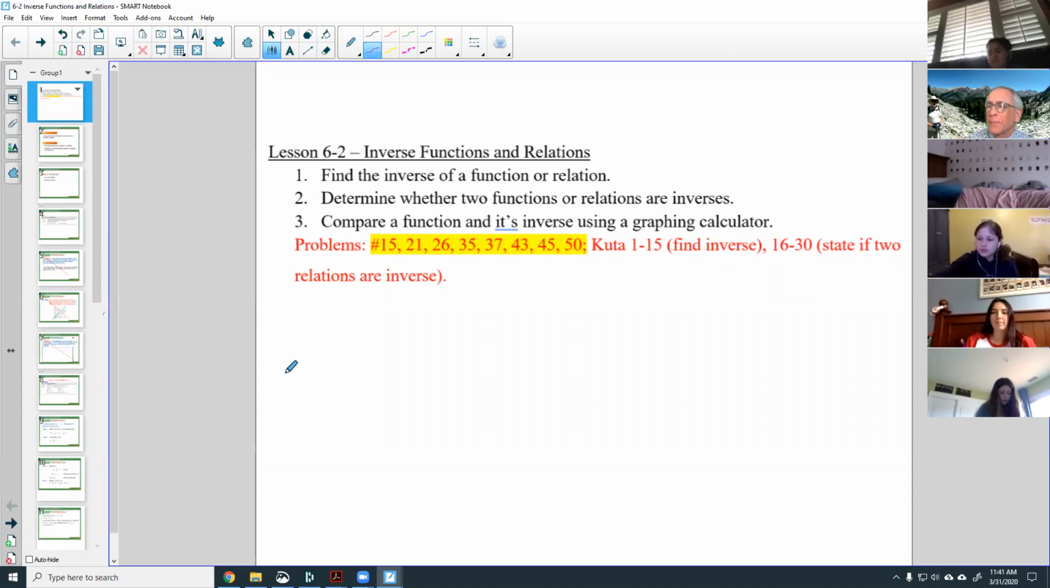Wait, could you explain what a relation was again? Yeah, a relation just means I have 2 items and they're related. So I input an x and I get a y. But what's the difference between a relation and a function? Okay, I'll give you more of a hint. A function is a special kind of relation. So all functions are relations, but not all relations are functions. What's the difference?